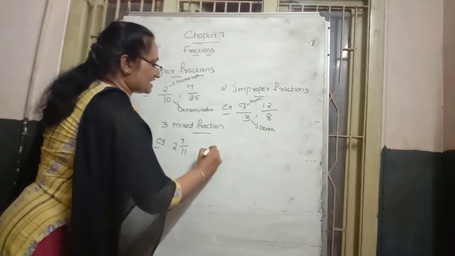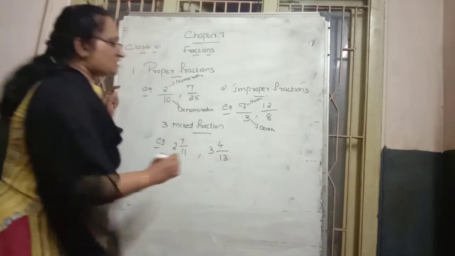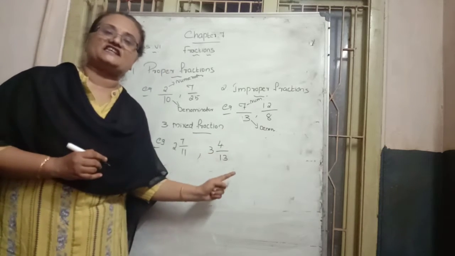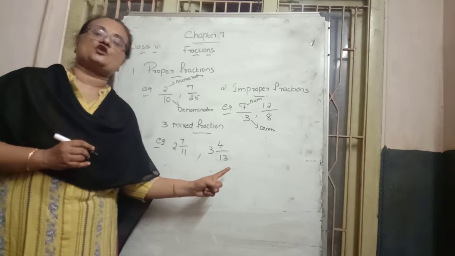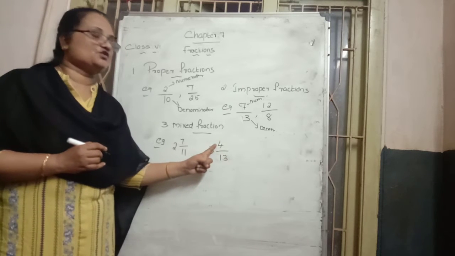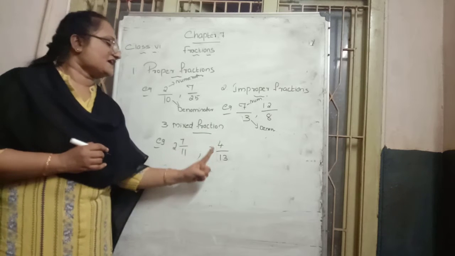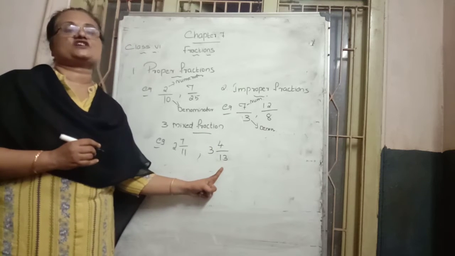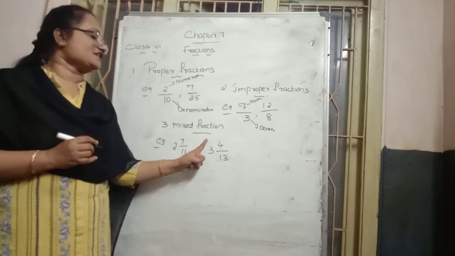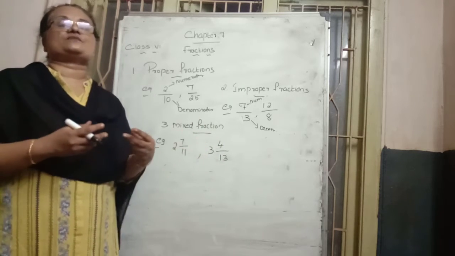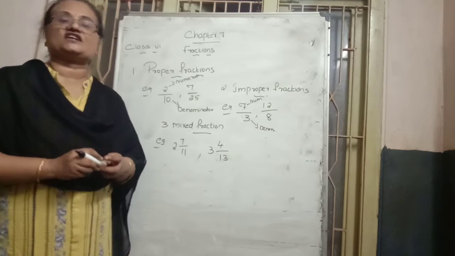Another example, 3 and 4 by 13. See, 3 is a whole number, and 4 by 13 is a proper fraction. Why do we call 4 by 13 a proper fraction? Which number comes as the numerator? 4 comes as the numerator, and 13 comes as the denominator. That's why the numerator is lesser than the denominator. That fraction and whole number combination we call a mixed fraction. These are the different types of fractions.